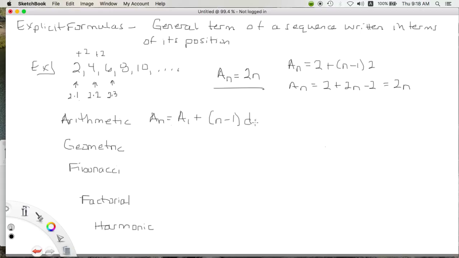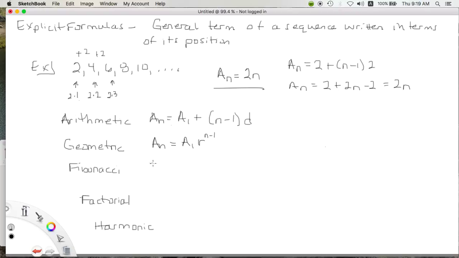When you know the first term and the common difference, then you can have an explicit formula for the sequence. So geometric is a similar thing. We said we were multiplying times our common ratio r every time. So basically what that means is we start out at the first one and we multiply times our common ratio r, one less time than what our position is. So that'll get us up to the position we want to be. So that's this general formula.